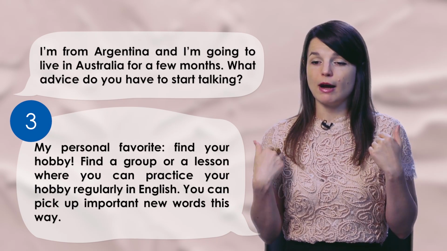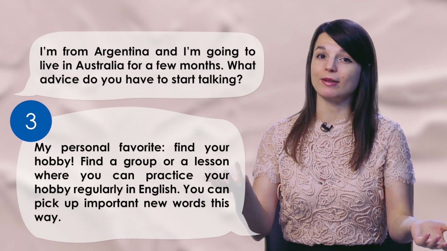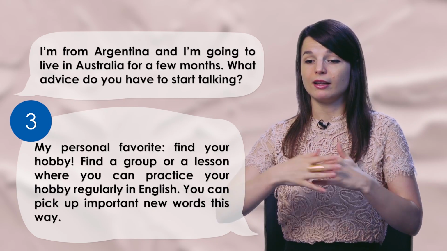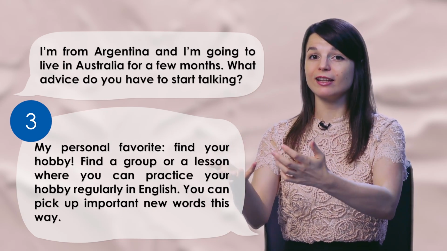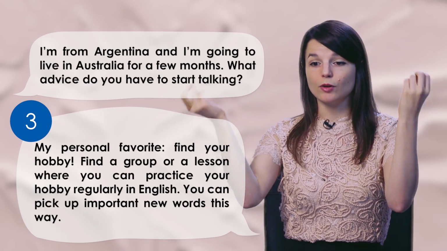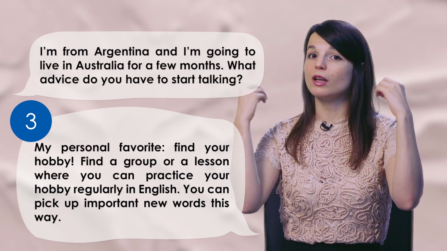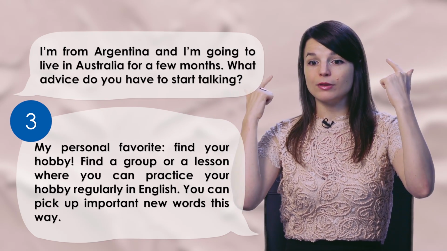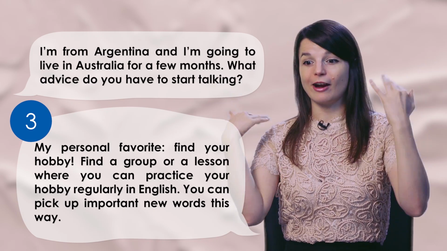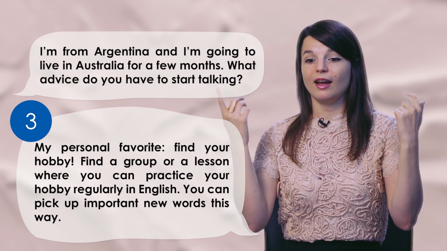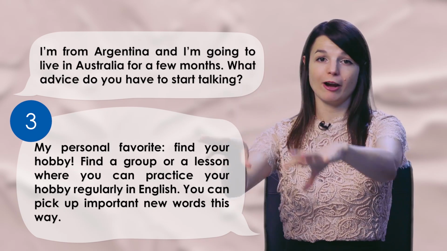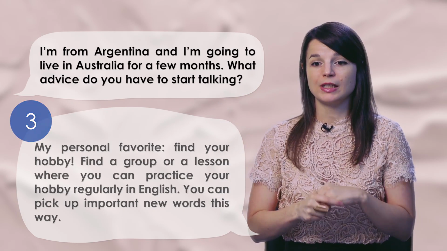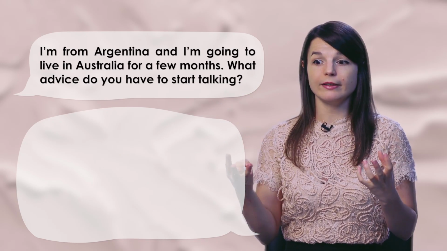Third is just my personal favorite, find your hobby in the place where you're going. Like if you already enjoy doing that thing, just try to do it in English. Then you can listen to the vocabulary words, the way people speak about your hobby. You can think about those after you take your lesson or after you participate in the activity, and maybe you can try to work on those, study those, so that you're more prepared for the next time you take the lesson. So those are three maybe ideas.